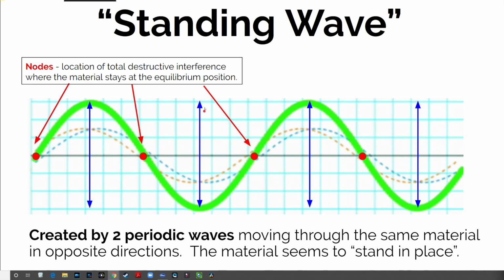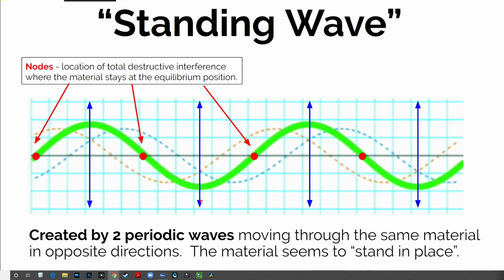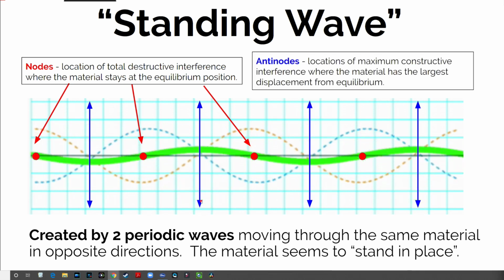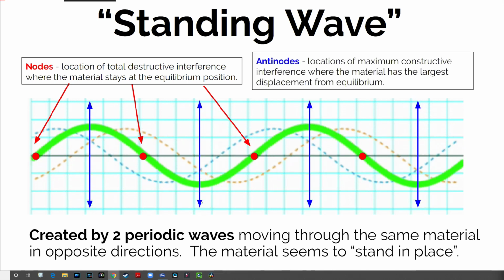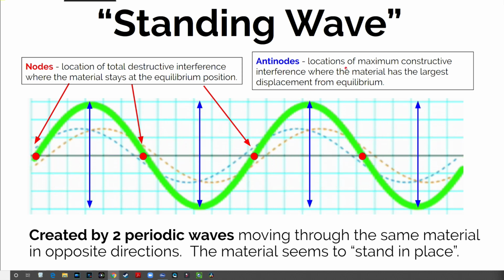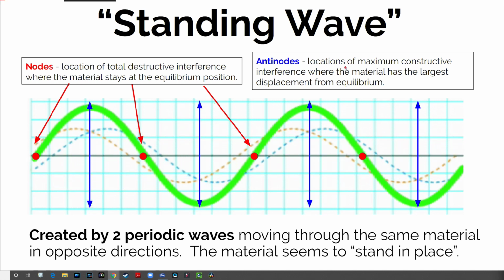The spots in between the nodes, where the blue vertical lines are, represent the spots of maximum positive and negative displacement in a standing wave, and we call those antinodes. So an antinode is a location of maximum constructive interference where the material has the largest displacement from equilibrium.